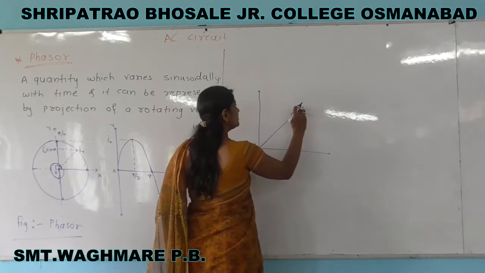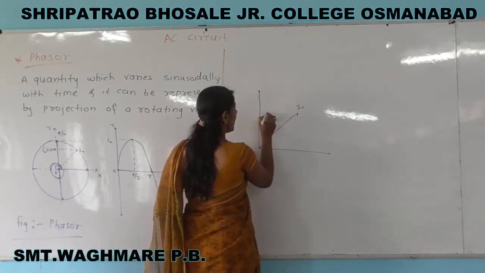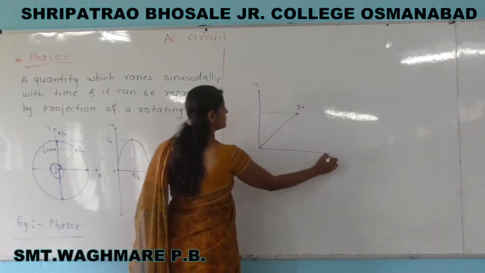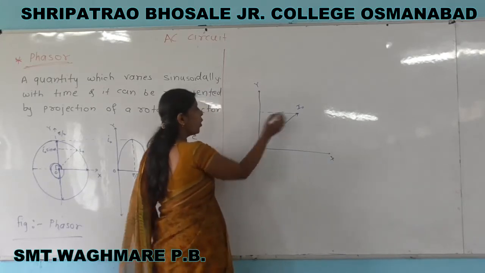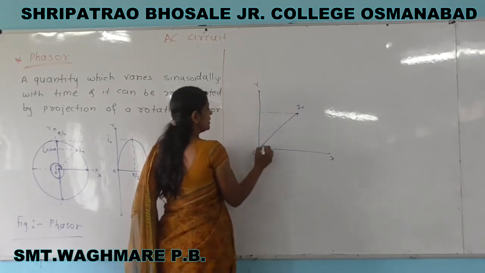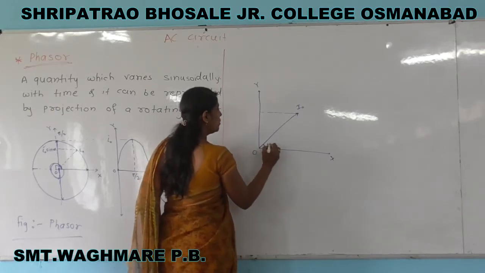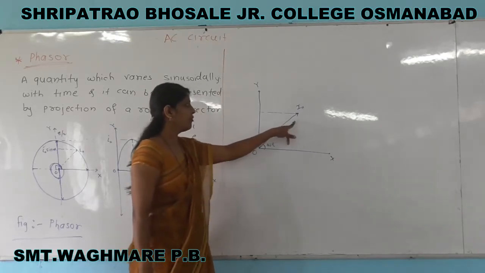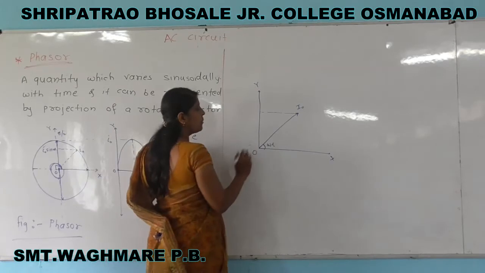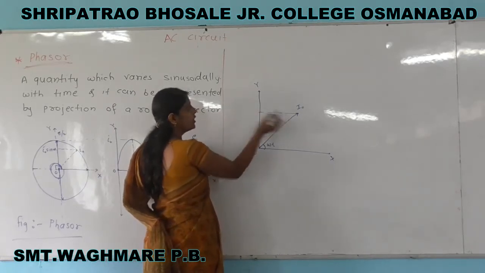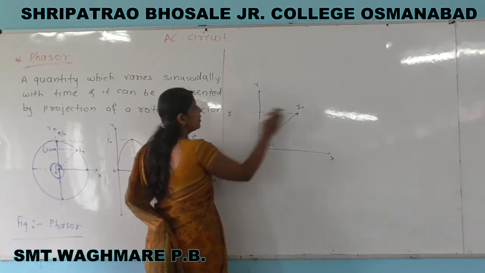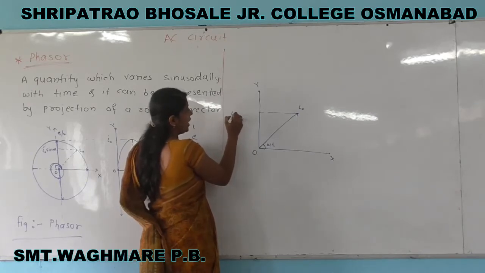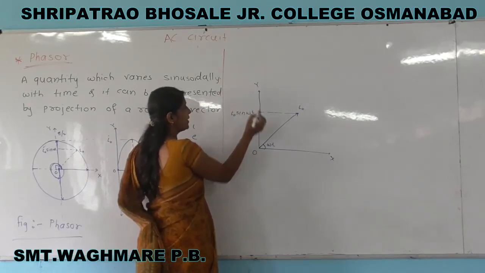This is the peak value of current. Then we can draw the projection of this vector on the y-axis. This is the x-axis, origin O, and therefore this will be the angle omega t. The angle between OX and the vector I naught is omega t, and this value is the instantaneous value, or we can say here, I equals I naught sin omega t.